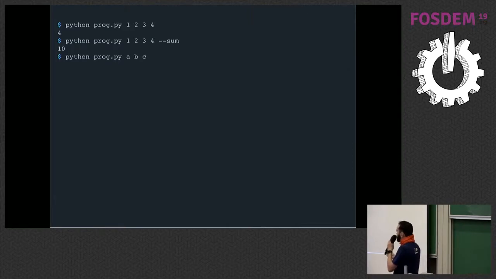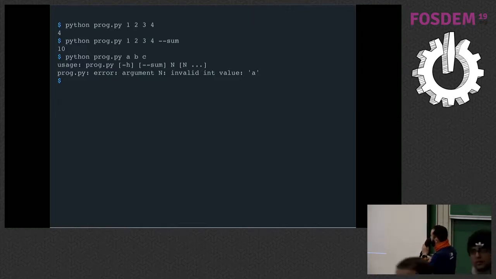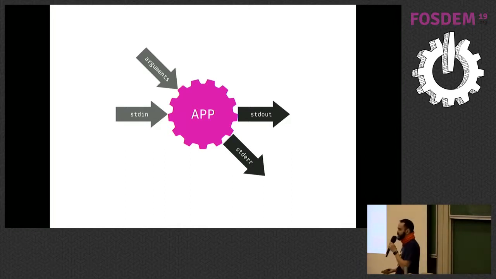And if I try different values, which are not numbers, it crashes and shows the usage of the program, saying you're not using it right. The argument n is of type int, so a is not an int. Then you get type checks on your arguments. So we've seen how to use arguments in the command line to change the behavior of a software. And argparse provides us with the command line arguments and very nice flexibility on those, and also type checking so far.